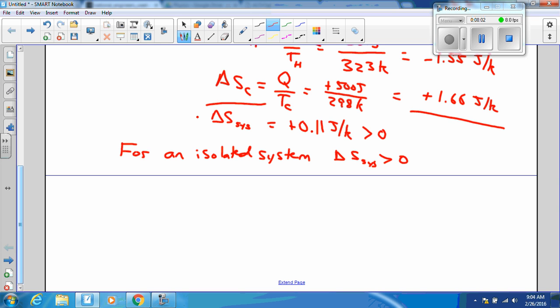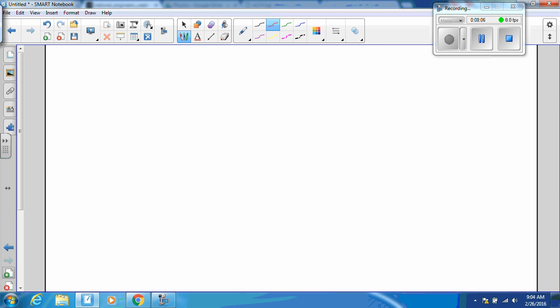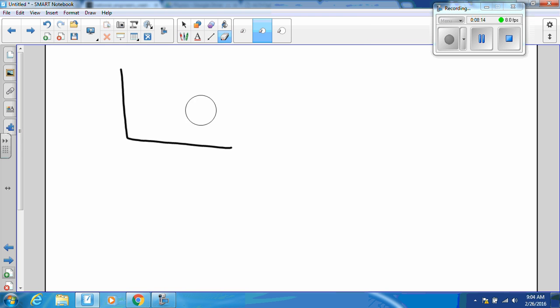All right? So there's that. I'd like to see the same point on a PV diagram. So let's imagine we've got some process. It's going to take us like here. In fact, let's make that process be a Carnot engine process.